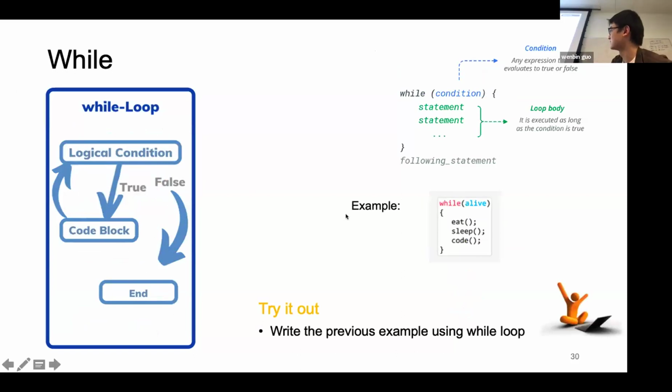And here is another small example that I think is kind of a joke for the computational guys. When they are still alive, they will do three things: eat, sleep, and then write the code. So when will this loop terminate? Any idea? So when they are dead, right? When the condition is not true, they will terminate this loop. Otherwise, they will always do the same thing. It's kind of a boring life. You only have three things in the rest of your life to do: just sleep, eat, and code.